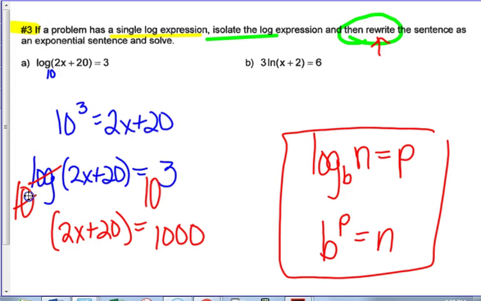This kind of feels like magic to me. And it's okay, but the rewriting will reinforce what it really means more than just the magic of taking each side and exponentiating. But I don't care. If that makes sense to you, do it that way. Okay, can you solve the rest? I think you get 490. Someone else get that?